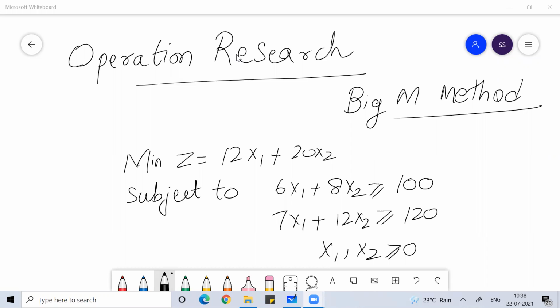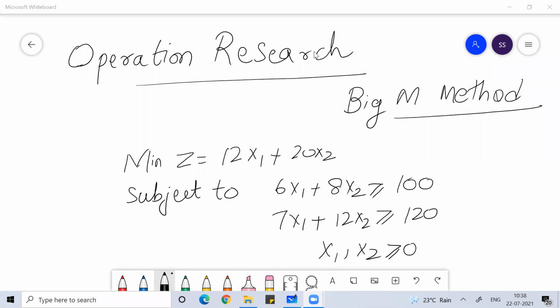Here, if you see in this problem, the objective function is minimization, and the constraint, if you notice, is greater than or equal to. So whenever you are trying to solve an LPP problem, and your constraint is given as greater than or equal to, then the best way to solve such a problem is to use the big M method. So normally in such a scenario, we employ the big M method to get the answer for the problem.